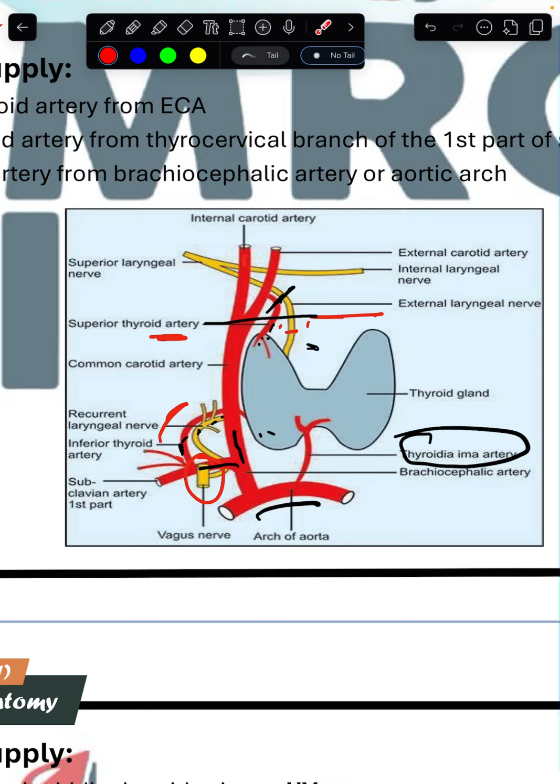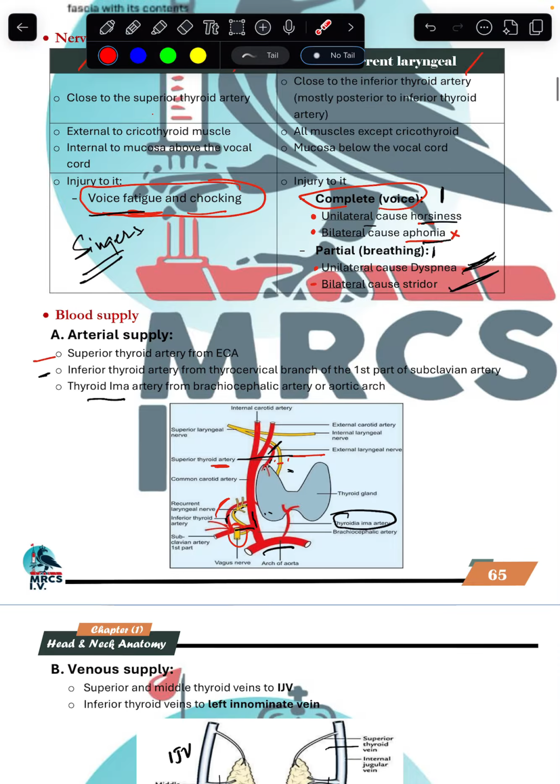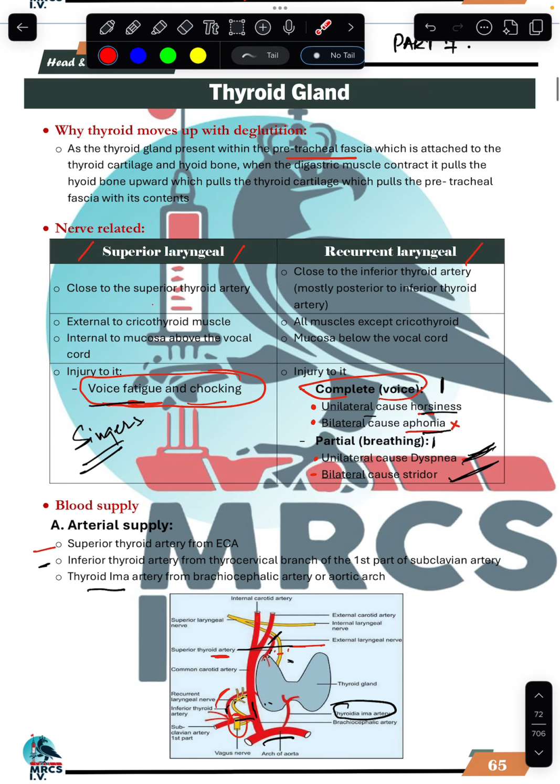So the inferior thyroid artery has to be ligated away from the gland. This artery has to be ligated away. As you come close to the gland, the artery and the nerve are very close at the inferior level. So it has to be ligated away somewhere here. So this is about the recurrent laryngeal nerve.